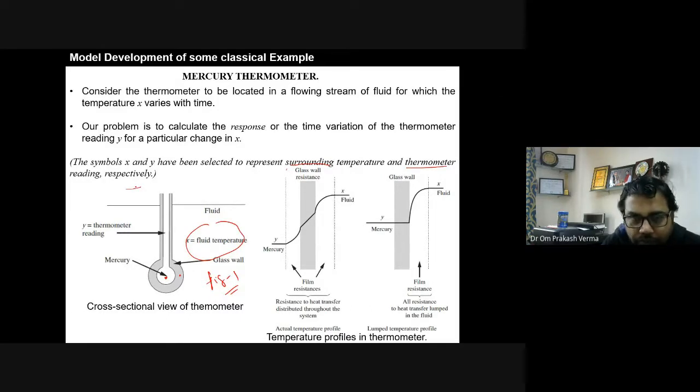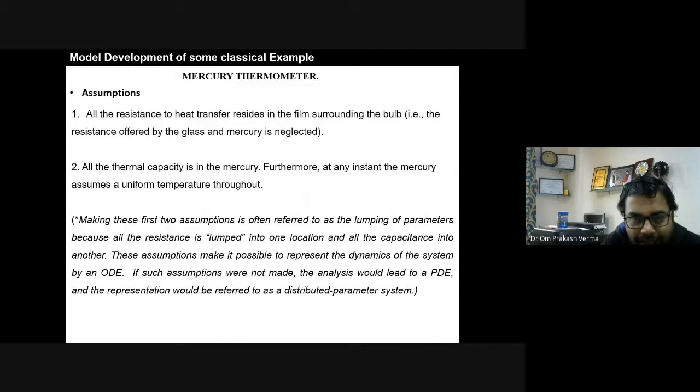Any doubt? Now come to the assumptions. What assumptions are we going to take when developing the model? Such assumptions you can also consider in other problems, like the CSTR, continuous stirred tank reactor. All the resistance to heat transfer resides in the film surrounding the bulb. What does it mean?